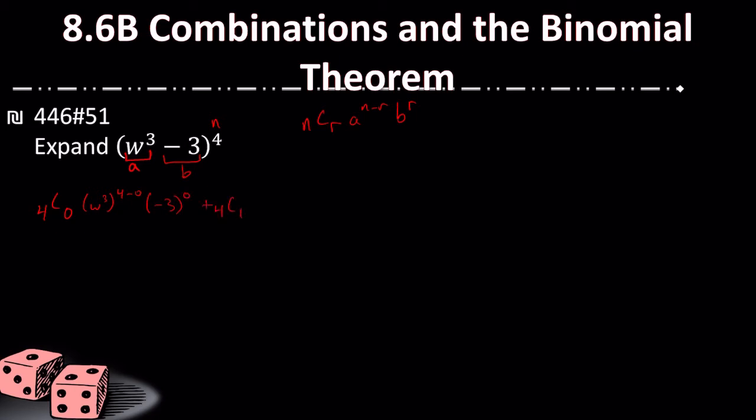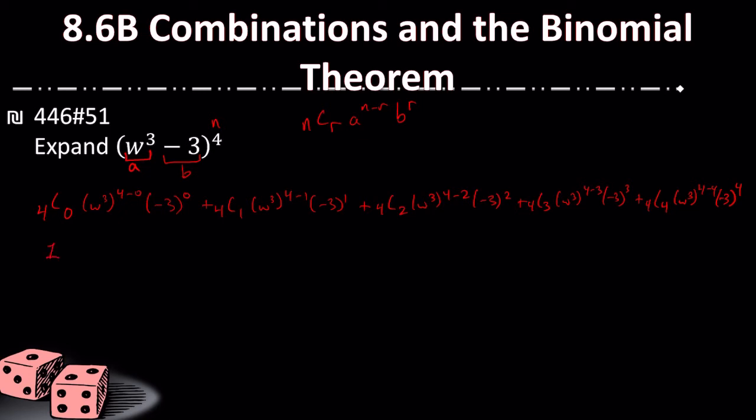Now just copy the same thing down, just replace the zeros with ones. And then put it again, this time make the r 2, everything else stays the same. And then do it again, this time make the r 3. And last time make the r 4, and I know this is the last time because n is also 4, so when n and r are the same number, we're done. And then it just comes down to simplifying.